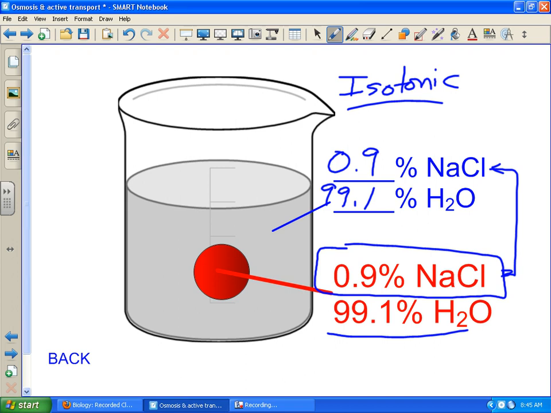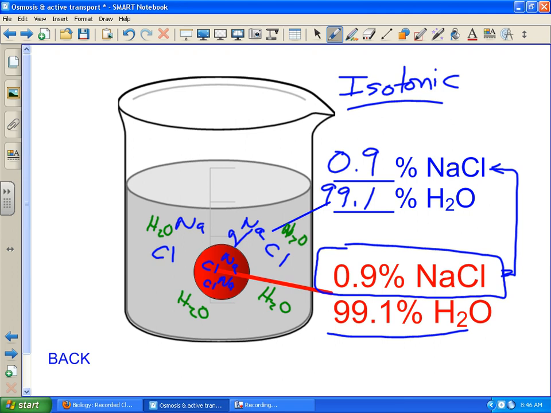Now, in this case, salt is polar, so salt can't go through the membrane. So I've got all this salt floating around outside the cell. I've also got some salt floating around inside the cell, but it can't go anywhere. So even if it did want to come in, it's going to just bounce right off. It can't get through. But the water molecules can go through. Okay, it's small, even though it's polar, water molecules can easily pass through the membrane.